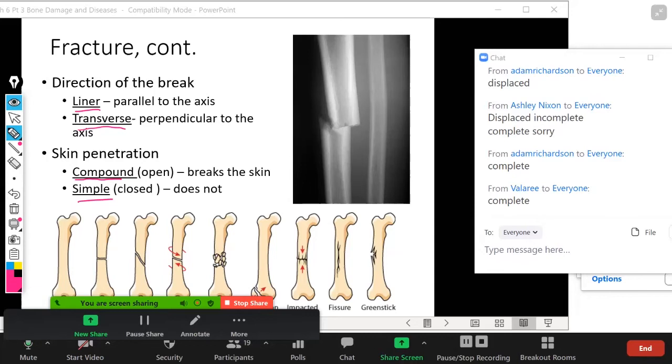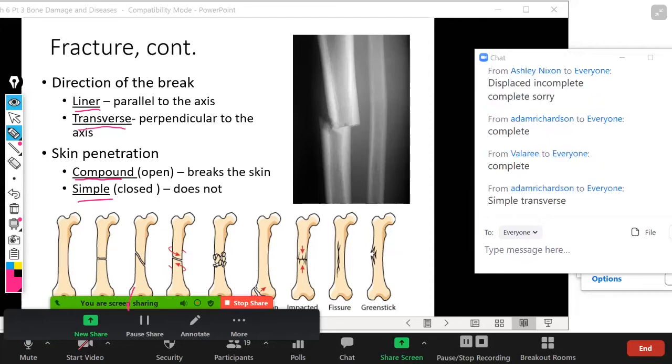We have two long bones. Let's see if we can scoot that out of the way. Oops.